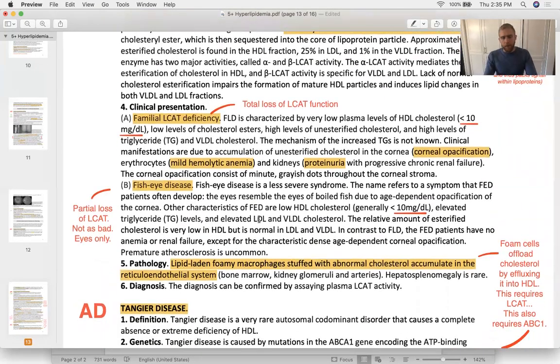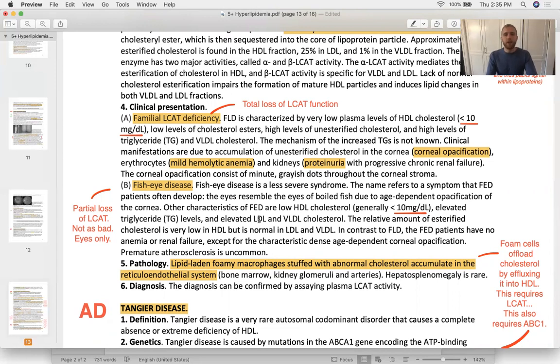Again, the familial deficiency is a total loss of LCAT function. It's going to present as corneal opacification with a mild hemolytic anemia and a proteinuria. The reason you get a corneal opacification is because the membranes of the cornea are very thin and they are easily penetrable by cholesterol crystals, which are sharp.